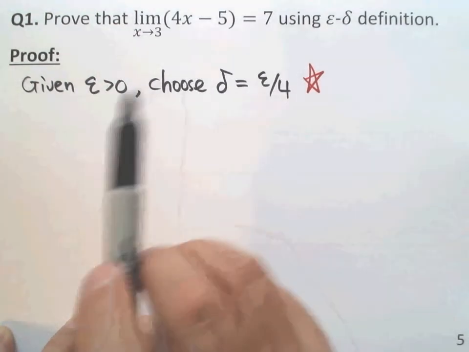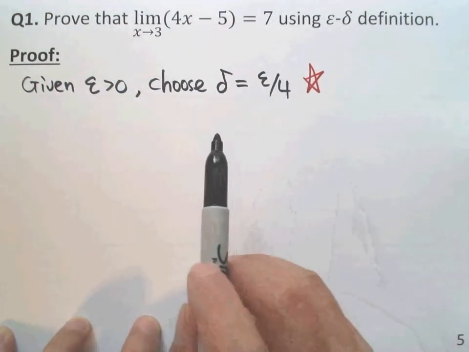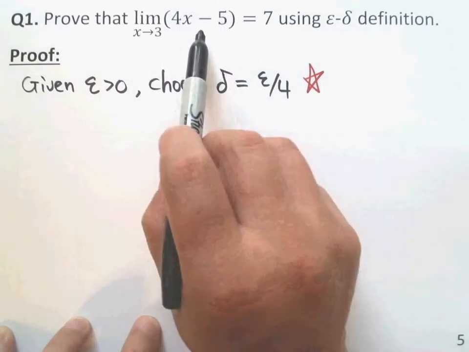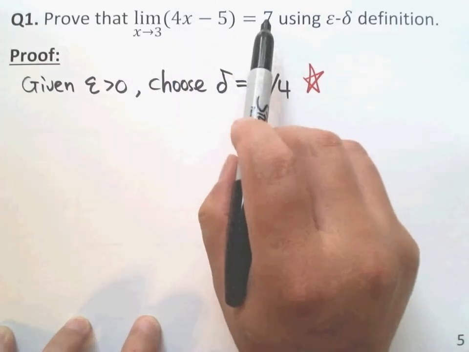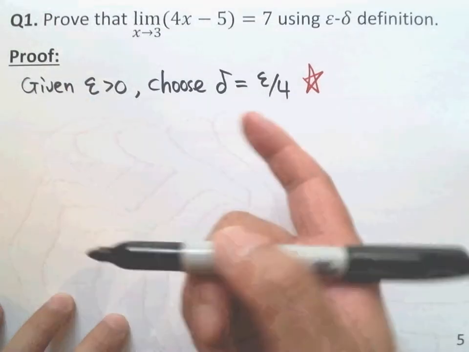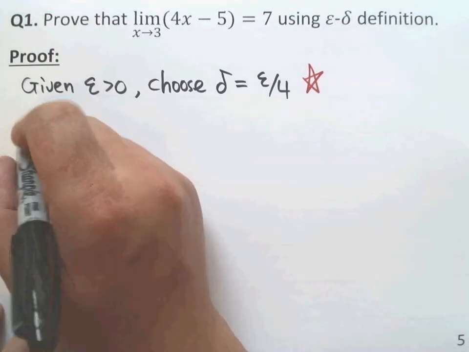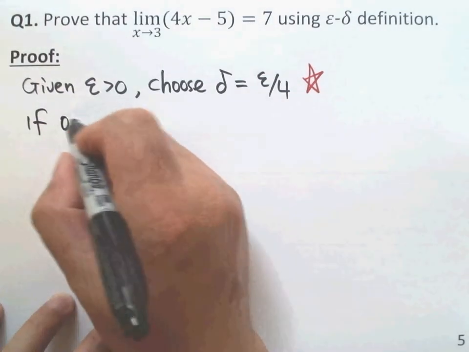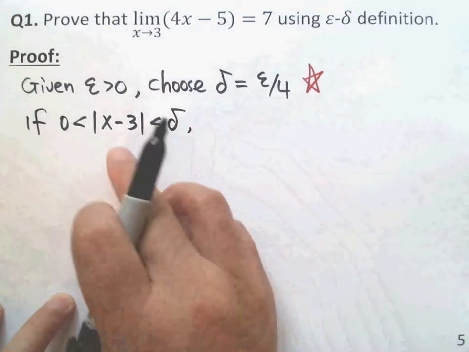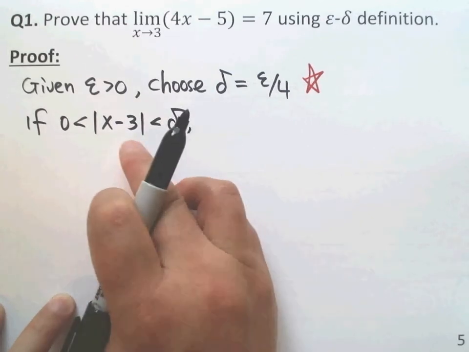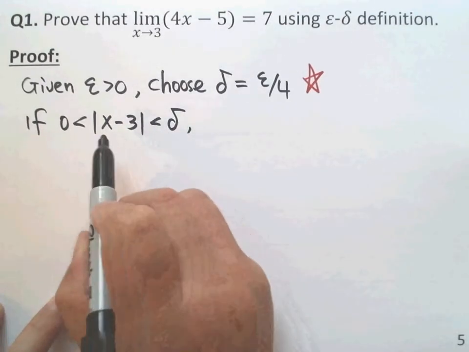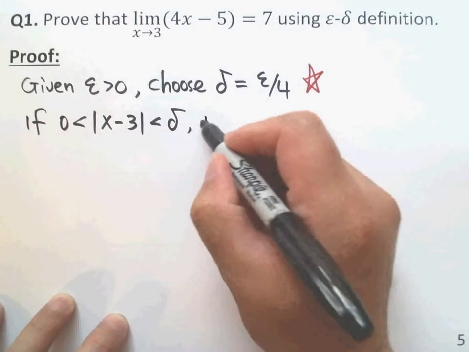Do you remember the definition? If we find this, all we need to do is make the statement true. What is the statement? If x is in the delta neighborhood of 3, then the value of the function is in the epsilon neighborhood of 7. We write that down, because we based on that to find the delta. So: if 0 less than |x minus 3| less than delta. You know what that means? This means x is in the delta neighborhood of 3. Of course, we exclude x equals 3.